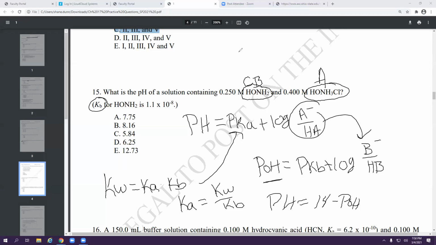It's just how confident you are in your calculating skills. Because if you do it this way, you need to put parentheses around the 1 times 10 to the negative 14th, and you have to put parentheses around the 1.1 times 10 to the negative 8th. So if you were to take the PKB plus the log of B minus over HB, you would just subtract from 14. Yep, the same answer, or close enough to the same answer that you guys can pick it.